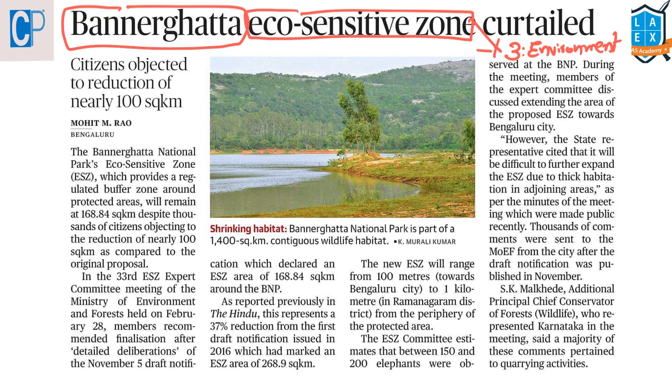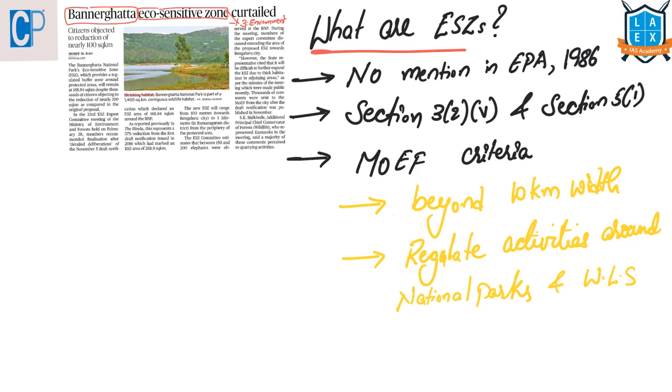First, let us see this. Bannerghatta National Park is in Bangalore in Karnataka state. Now, let us see the concept of eco-sensitive zones. First, what are these eco-sensitive zones?